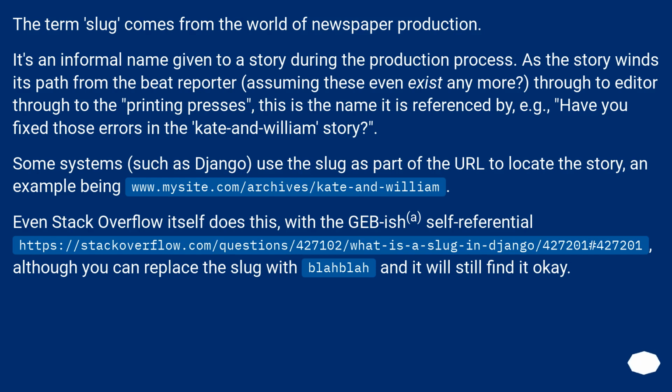Some systems, such as Django, use the slug as part of the URL to locate the story, an example being www.mysite.com/archive/kate-and-william. Even Stack Overflow itself does this, with the gibberish self-referential URL. Although you can replace the slug with blah blah and it will still find it okay.